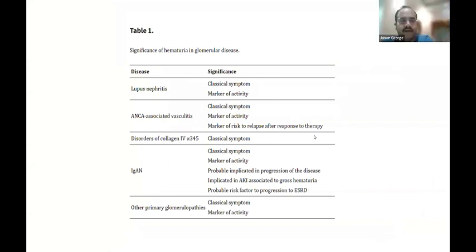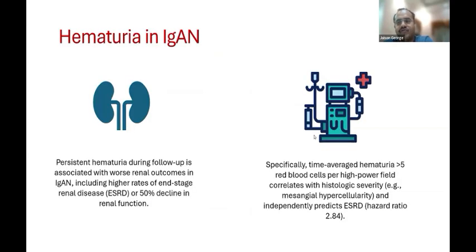Yes. So, significance of hematuria in glomerular diseases. Hematuria is the major indicator of active glomerular inflammation and kidney involvement in various glomerular diseases like lupus, ANCA vasculitis, IgA nephropathy, and many more. So, persistent hematuria during follow-up in IgA nephropathy is associated with worse renal outcomes.